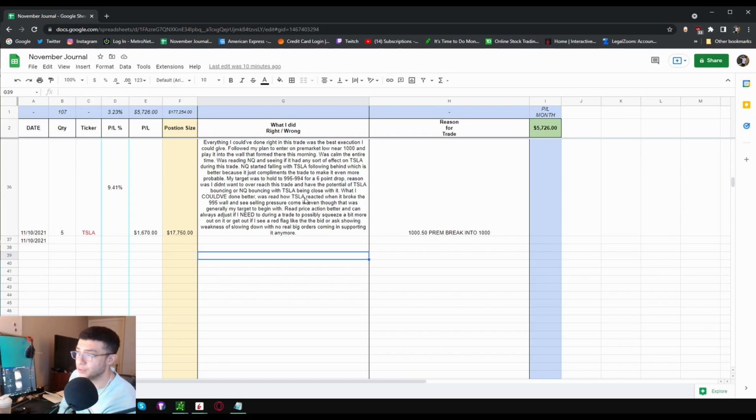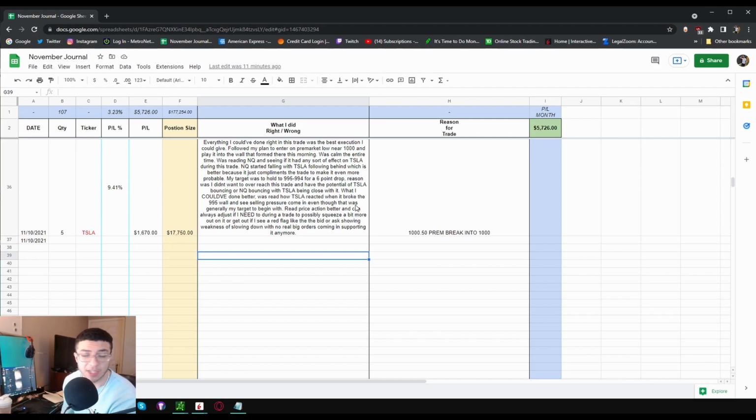So, what I could have done better. This is the important part. Even if you were green on a trade, like massively green, there can always be a few things you could tweak to improve your trading. What I could have done better was read how Tesla reacted when it broke the 995 wall and see selling pressure come in, even though that was generally my target to begin with.